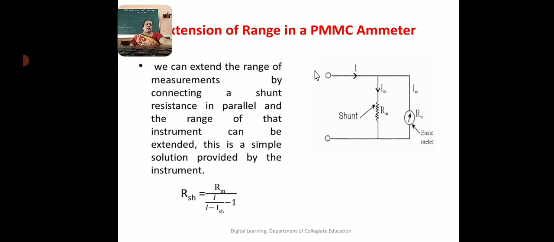We just have to connect a shunt resistance in parallel. If we connect a shunt resistance in parallel, the range of the instrument can be extended. What is the method to measure a higher range current? If we connect the shunt resistance in parallel, then we can easily measure the higher range current. This is the simple solution provided by this instrument.